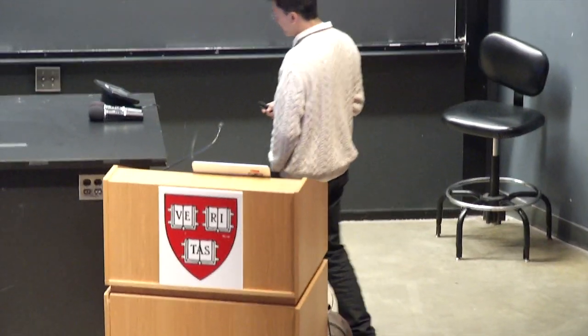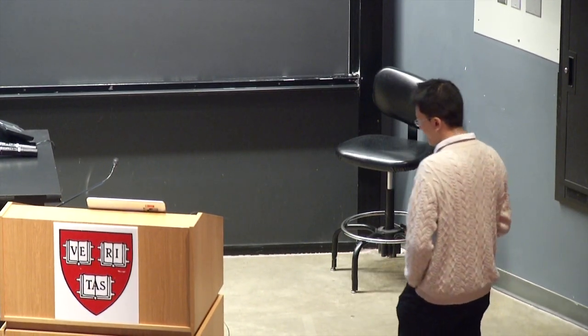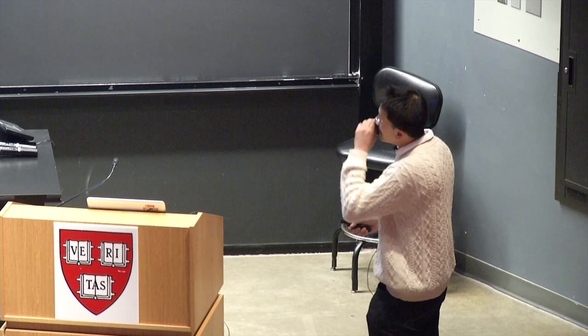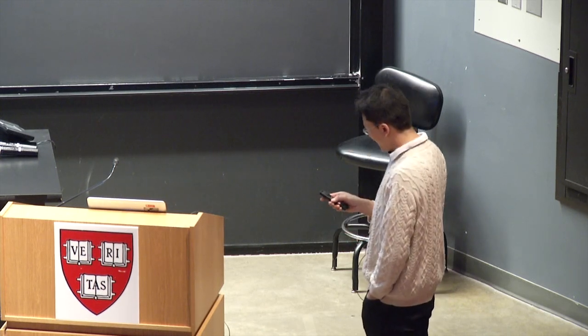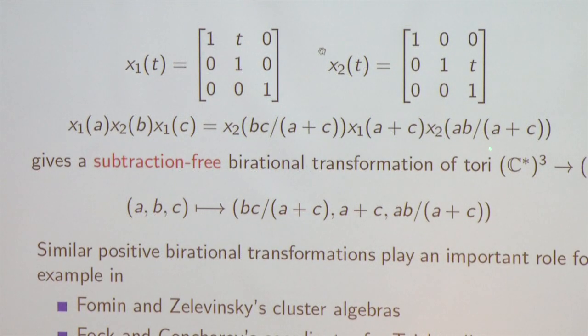So the Loewner-Whitney theorem gives semigroup generators for this sub-semigroup of GLN. A natural question would be, if you've got generators, maybe we should ask for the relations. And the first interesting relation you see is this one, and it motivates most of this talk. Take x1 of t, which is this generator, and x2 of t, which is this generator, depending on the parameter t, and multiply them together in this way. So do x1 of something, x2 of something, x1 of something. And you notice that you can rewrite it also in terms of x2 of something times x1 of something times x2 of something.